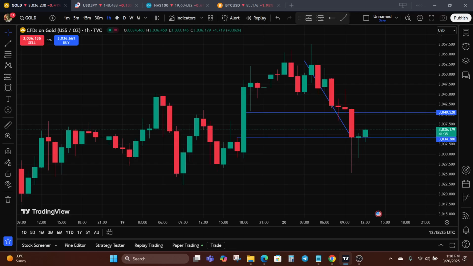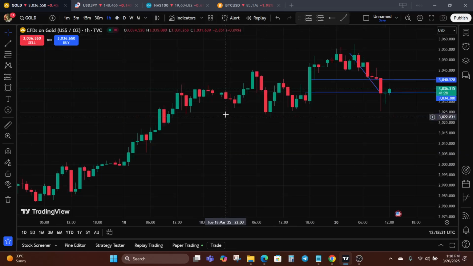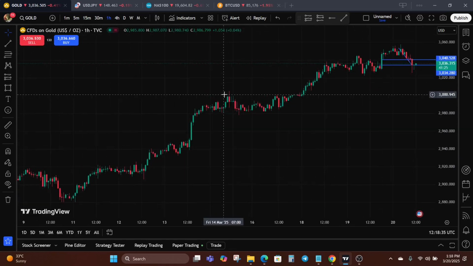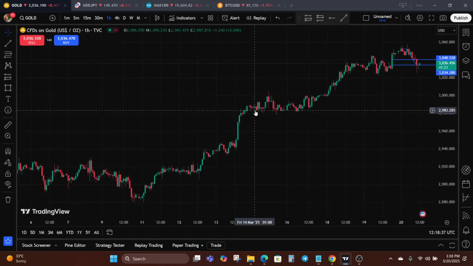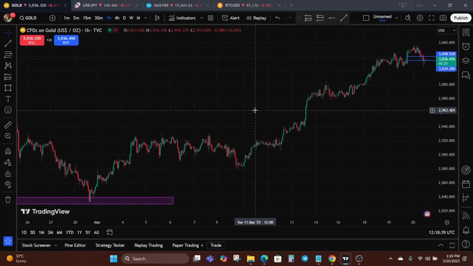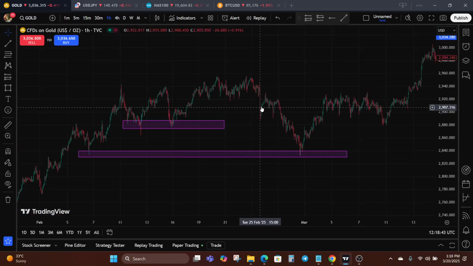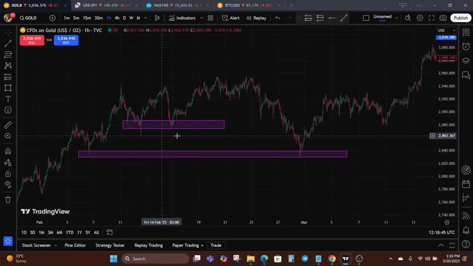So now that you understand the core principles, let us build a complete order flow trading strategy. The first step is to identify key liquidity zones. You just look for areas where stop losses or pending orders may be clustered. Look for areas like that. For example, this could be one of such areas.